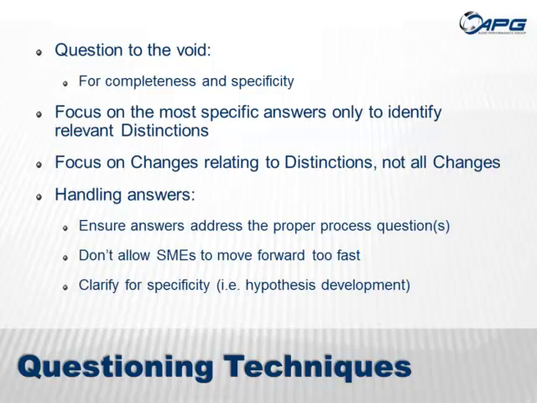Okay. So the essence of good root cause failure analysis boils down to good questions. And we need a good facilitator. Somebody mentioned that as one of your answers earlier, to do a good job questioning. Here are some questioning techniques that we found make a big difference. Questioning to the void means making sure we keep asking questions so the data is as specific and complete as possible. We want to focus on our most specific answers when we look for distinctions. I talked about that earlier. When we're looking for changes, we're not looking for all changes. We're looking for changes relating to the relevant distinctions. That's where the cause is normally found.